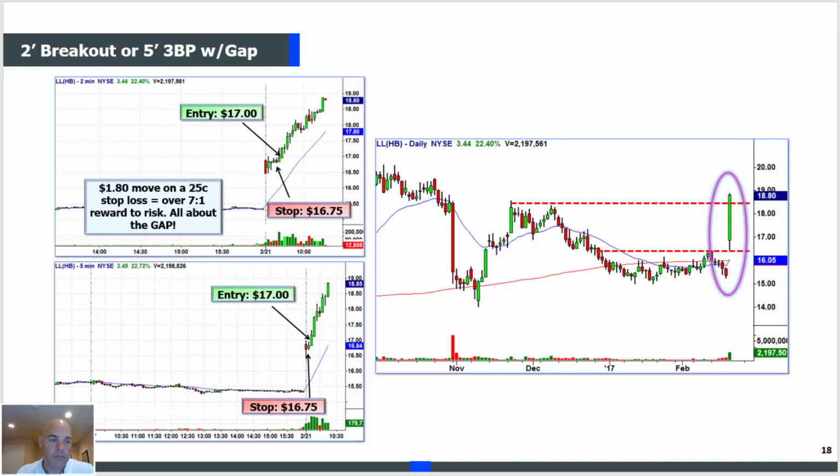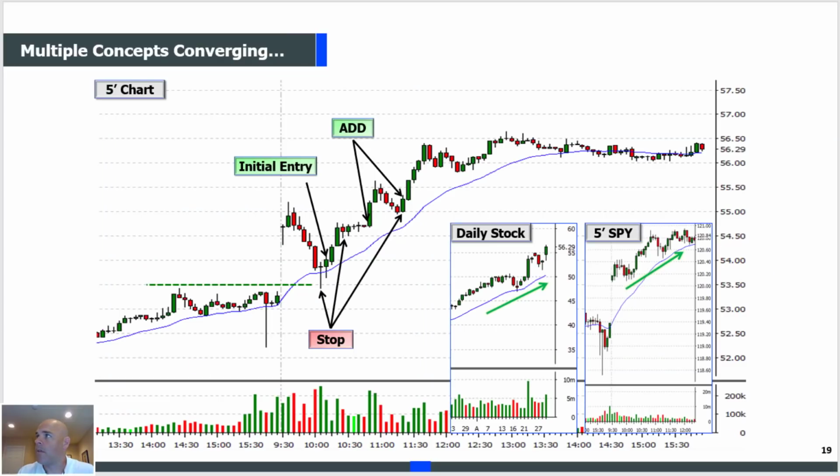Okay? Let's see it one more time. This time I don't have the gap, but you have the market. You have the SPY. Multiple concepts converging. Pulling back to support. Bottoming tail, rising moving average, 50% retracement. Here's your entry. Here's your stop, rip. I apologize. Well, actually, no, I do. I have the daily stock in there. There is the daily stock gapping over a pivot at $55. Pulling back and then today gapping up. And there's the market gapping up. So multiple time frames converging, multiple concepts converging. All right.